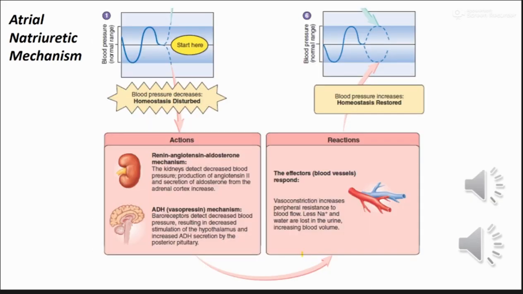Tapos, kapag yung blood pressure decreases naman, ang mag-work naman is yung RAA, again, and your ADH, kasi they aim to increase the BP. Yung ating renin angiotensin, ang gagawin niya is less Na and water loss in the urine, pati si ADH din, vasoconstrictor. Okay? And increases your peripheral resistance to, again, reach your homeostasis.